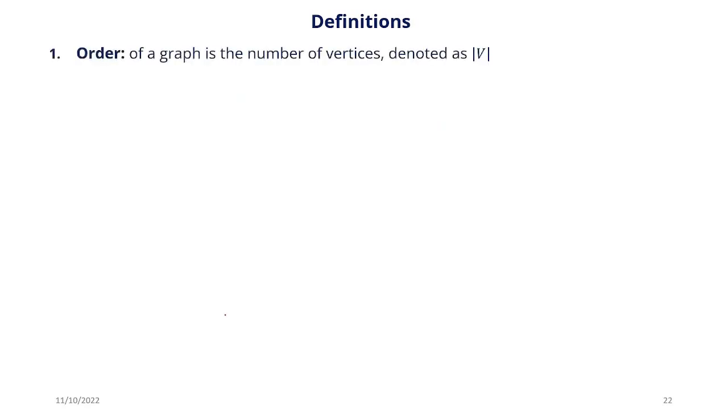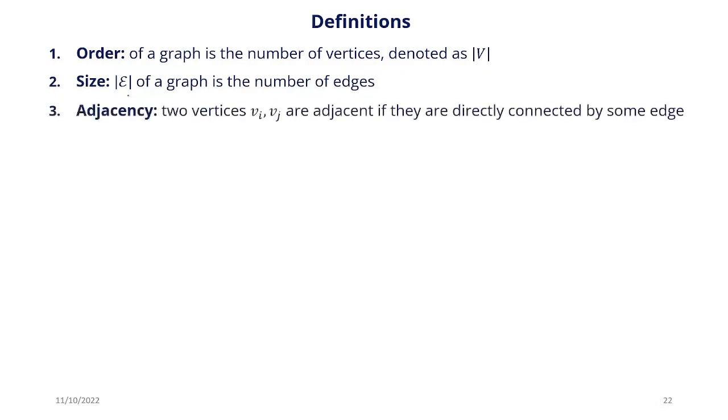First of all, we start with something called the order. The order of a graph is the number of vertices, and is usually denoted by this |V|, the absolute value of V. In the same way, we talk about the size of a graph, which is the number of edges in the graph, indicated by the absolute value of E. We talk about adjacency, the adjacency of two vertices. Two vertices are adjacent if they are directly connected by some edge.